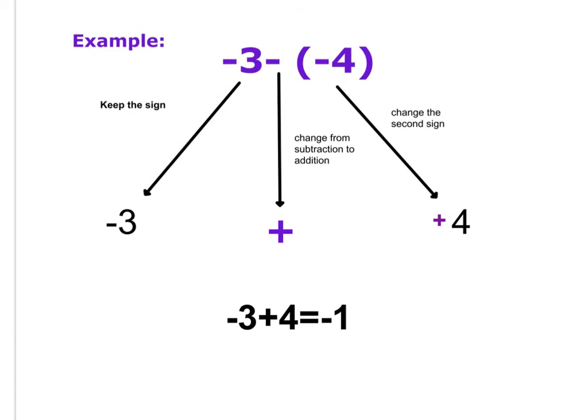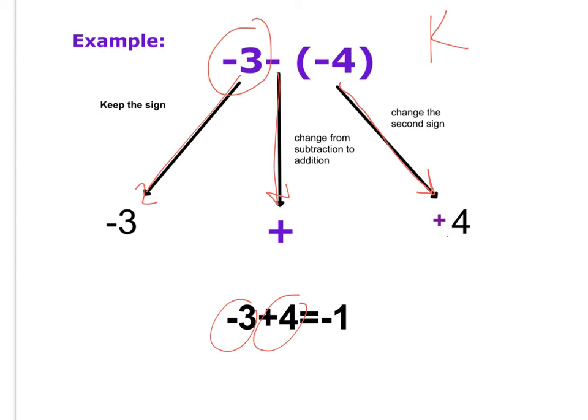Let's take a look at this example as well. So here we have negative 3, right? We're going to keep the sign of negative 3. We're going to change the subtraction to addition. And finally, we're going to change the positive 4 to its opposite of negative 4. So that leaves us with negative 3 plus 4 equals negative 1. How did we do that? Well, using our integer rules. We have a negative number and a positive, so we're going to subtract them. 4 minus 3 is 1.